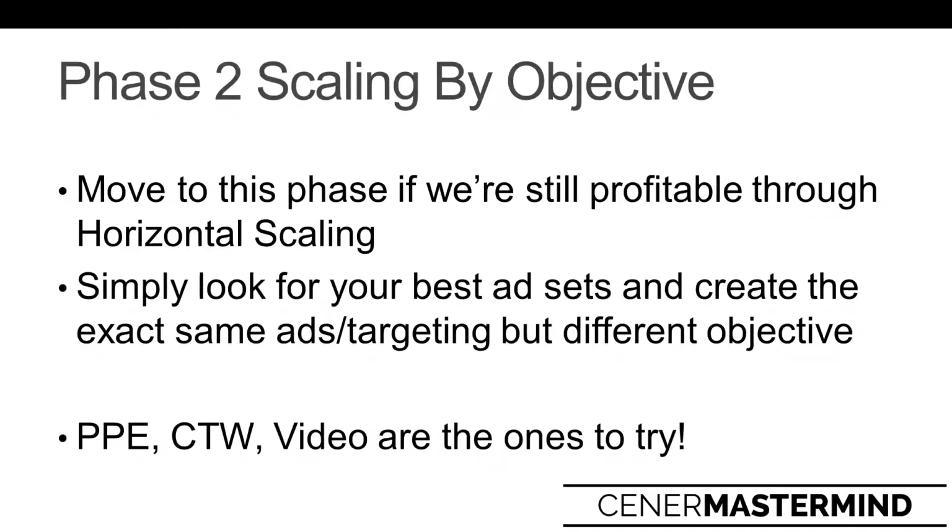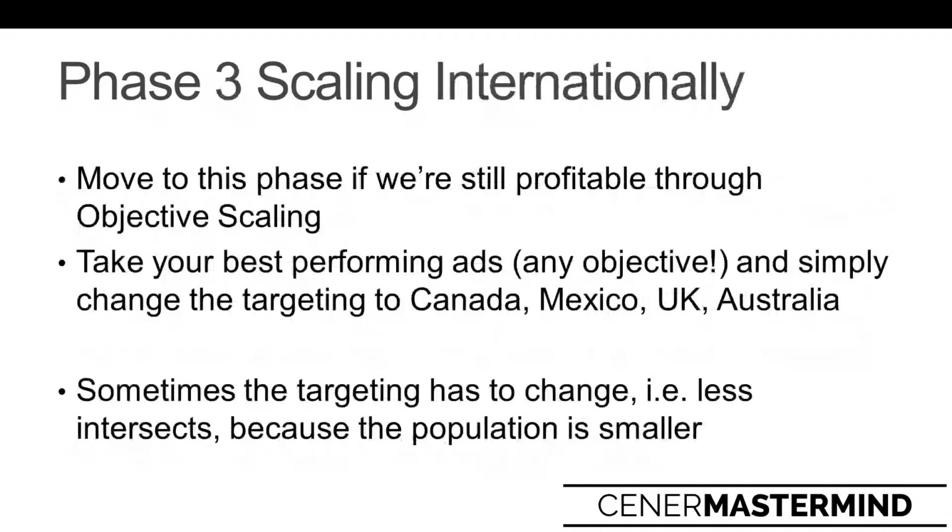By doing scaling by objective, you keep the exact same audience, the same targeting, the same interest groups, the same ad. The difference is you use a different objective. So this would be something that we might try next week, right? We would take our best horizontally scaled ad sets and scale them by objective. Phase 3. This would be 2 weeks from now.